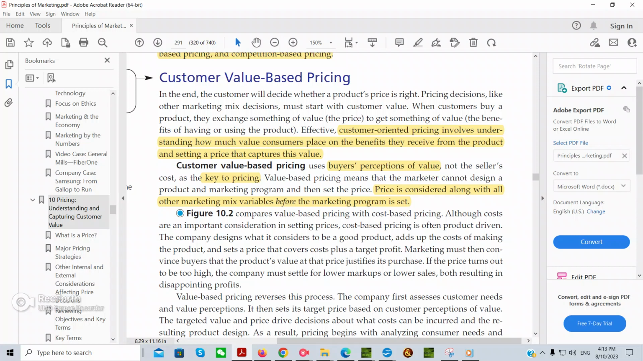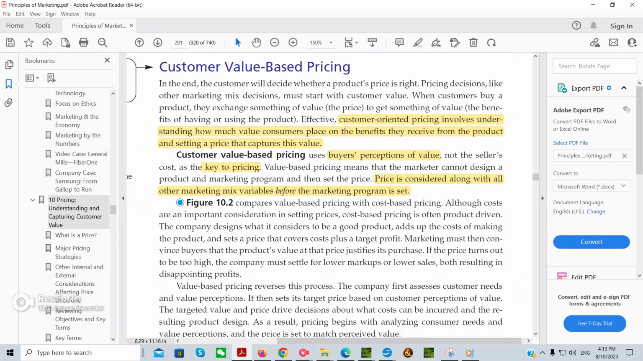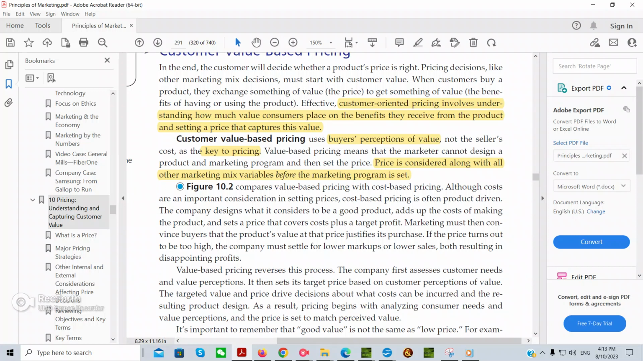Remember that you need to compare value-based pricing with cost-based pricing, which we'll talk about as well. First, we're going to talk about customer value-based pricing. Although costs are an important consideration in setting prices, cost-based pricing is often product-driven. The company designs what it considers to be a good product, adds up the cost of making the product, and sets a price that covers costs plus the target profit.